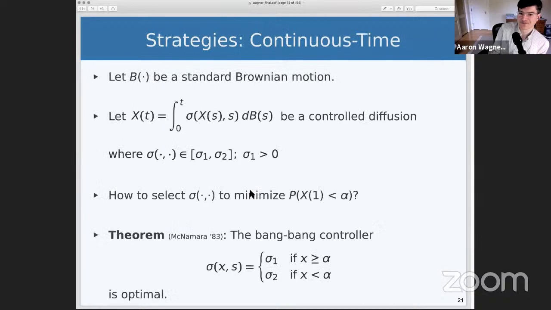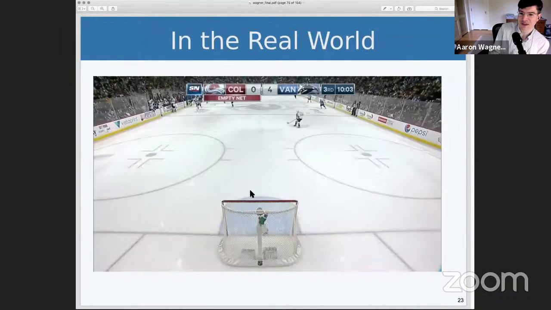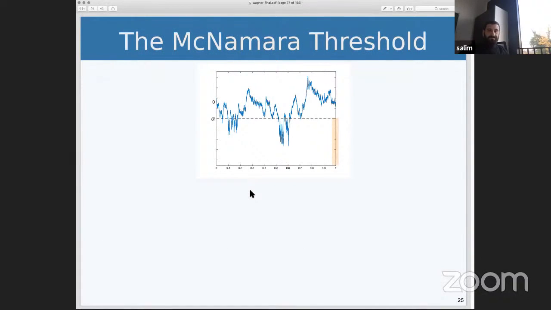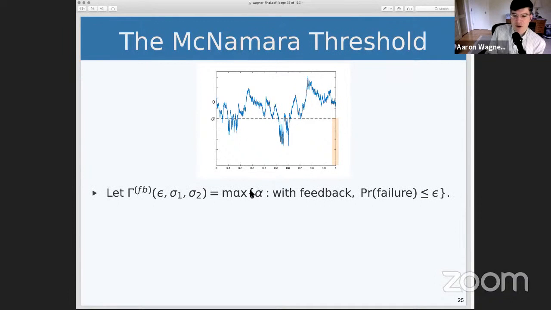Cool. Thanks. Sure. Okay, so let's apply this to coding. I need to introduce a little bit of notation here, unfortunately, so bear with me. I'm going to define what I call the McNamara threshold, which is basically a threshold that comes out of his theorem.